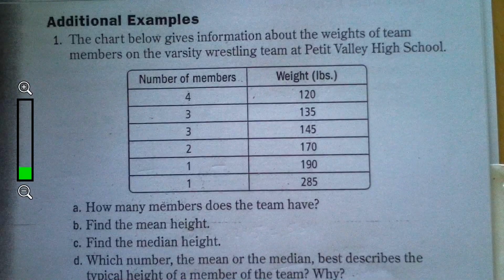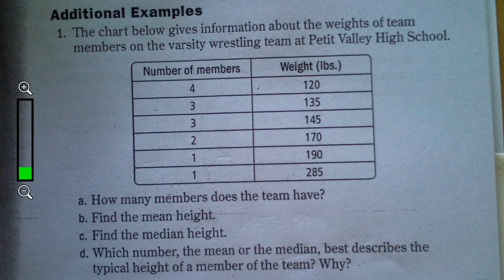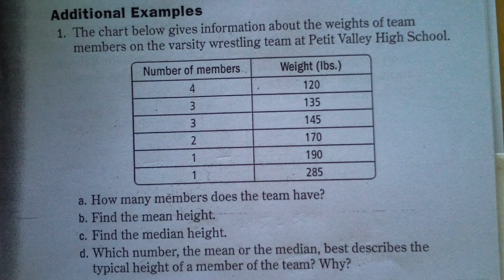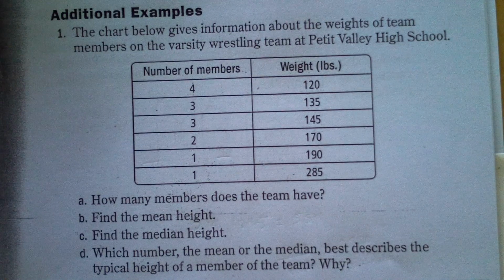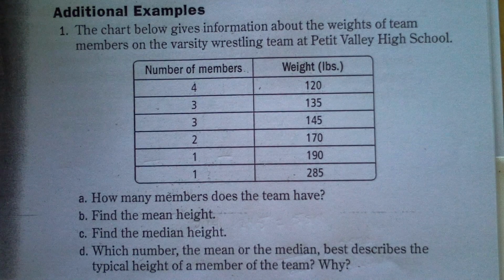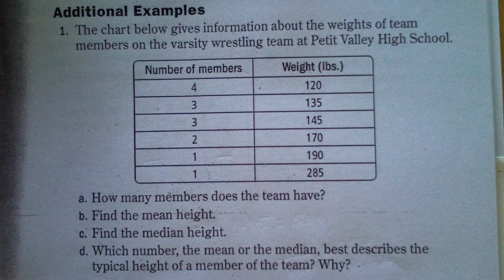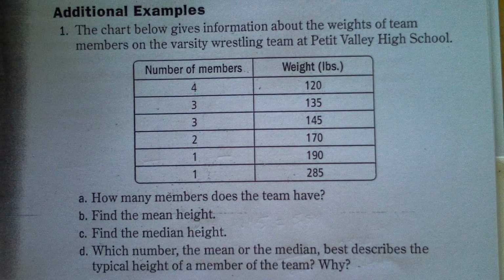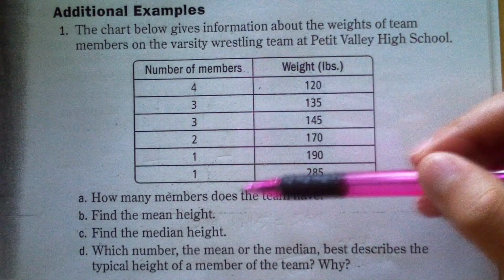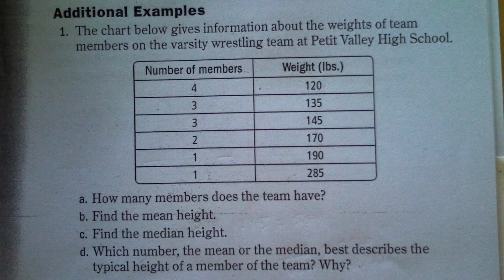Okay, so this one hopefully shouldn't be too bad. We'll do some later that's like weighted averages, that's a little bit different, but this should be just pretty basic. So we got a chart of, I think they're wrestlers. Yeah, varsity wrestling team at a high school. It's got how many people are in each weight class, and they want us to figure out some stuff here. So like the first one, how many members does the team have?